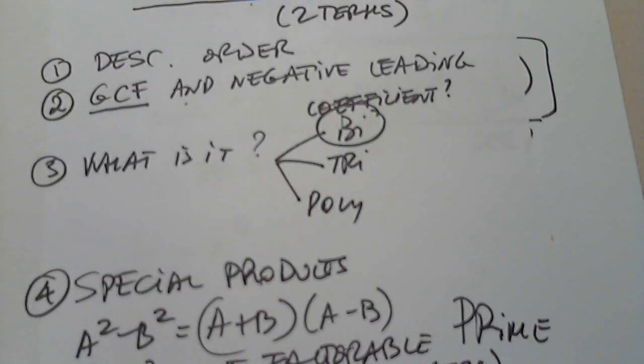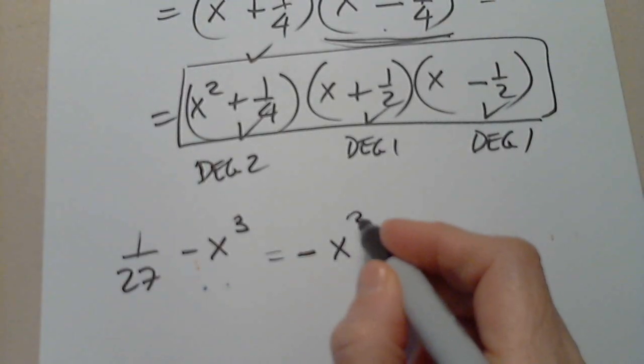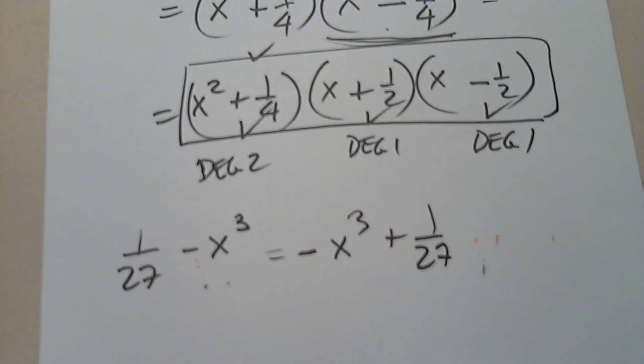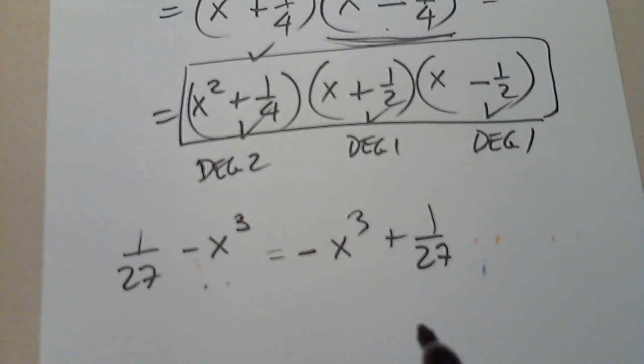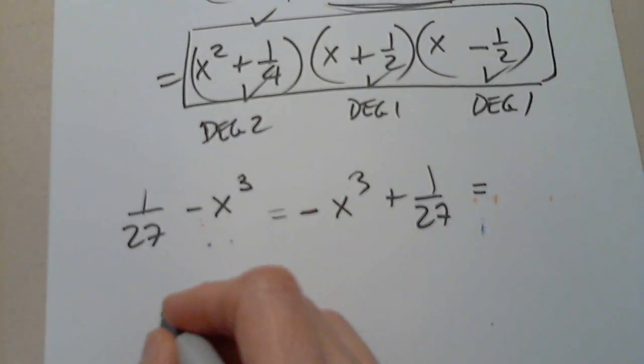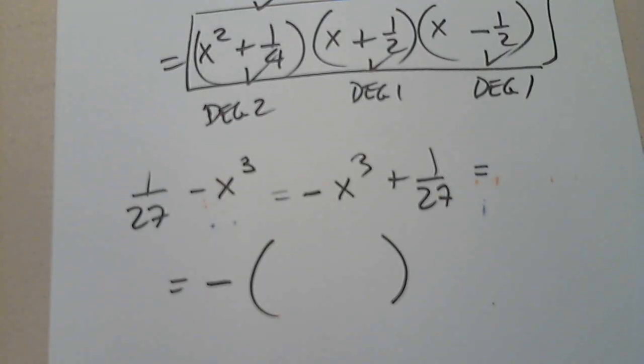Skip the first questions. Descending order? No. Greatest common factor? No, but there is a negative leading coefficient. I have to pull it out. I have to factor out -1 first. Now I have to be careful and see what is left in parentheses. And after that, I continue with the special product. It's a binomial.